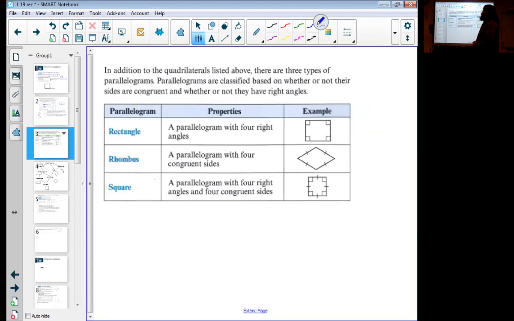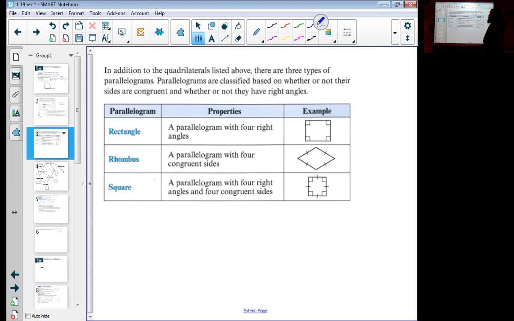We also have, in addition to the quadrilaterals listed above, three types of parallelograms. This is parallelograms and trapezoids. And actually, we'll get into that a little bit later. So parallelograms are classified based on whether or not their sides are congruent, or whether or not they have right angles. Whether or not their sides are congruent makes it equilateral, and whether or not they have right angles makes it equiangular.